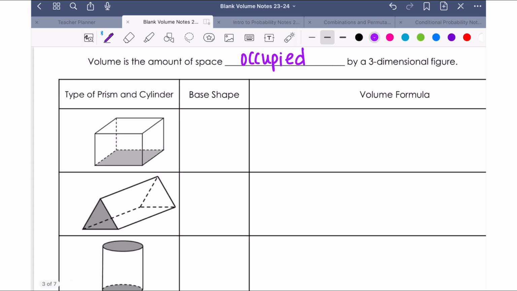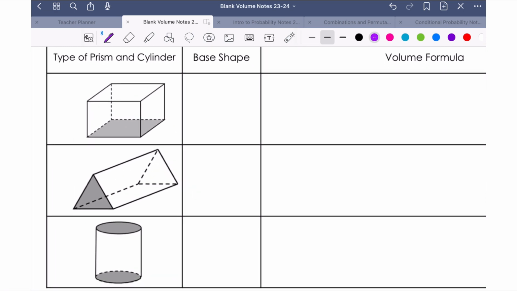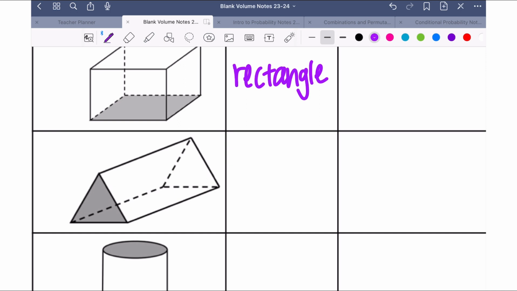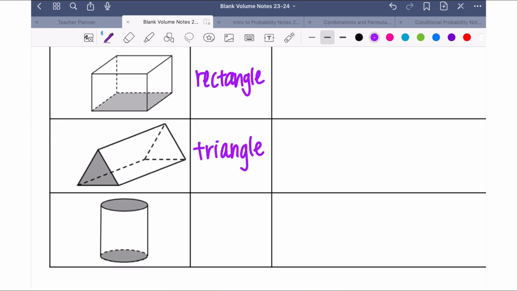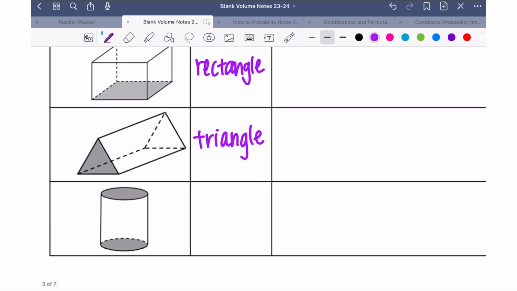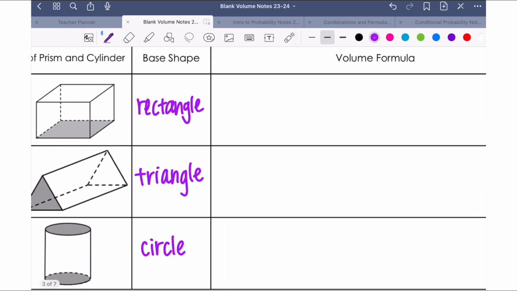But let's do the first one. What shape is my base for this prism? Y'all should know this already. What's the shape of the base? It's a rectangle. Okay, it all goes back to 2D shapes. What's the shape of the second prism? That is a triangle. Remember, prisms and cylinders have two bases. How many bases? Two bases. Good. All right. What's the base of my cylinder? A circle.